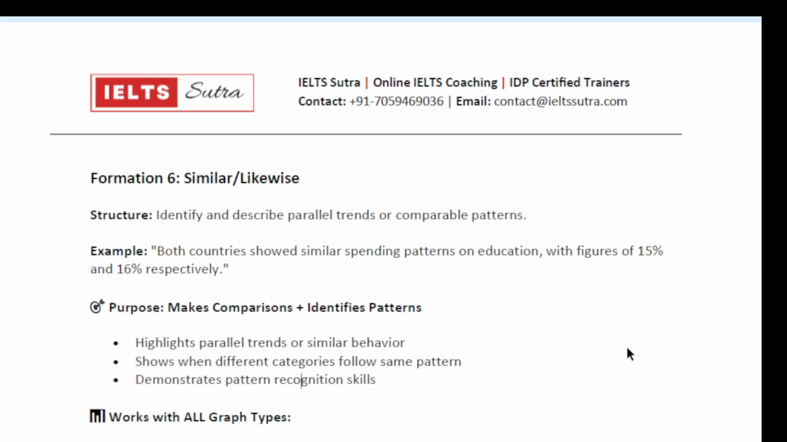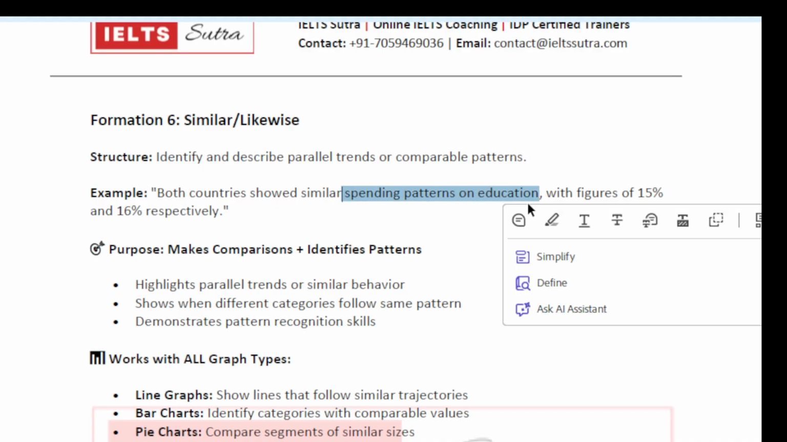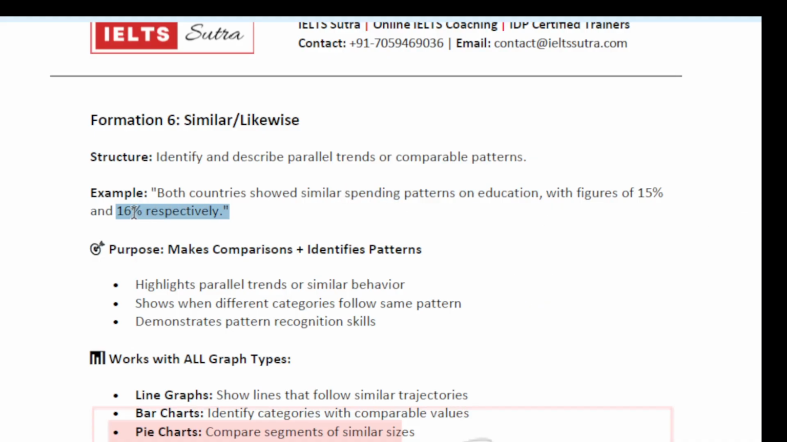Then the next formation is very simple, it's called similar formation. When you want to show a similarity between two figures, you can say almost similar or about similar. You can say that interestingly, both countries showed a similar spending pattern on education with figures of 15% and 16% respectively. So it's almost similar, or it can be exactly similar as well. You should always focus on the similar trends as well. A similarity is a kind of unique data point, so it can be considered an exception, because finding a similar value in the whole data is something very unusual.